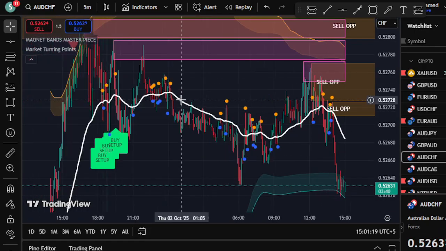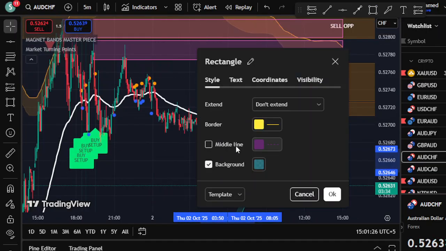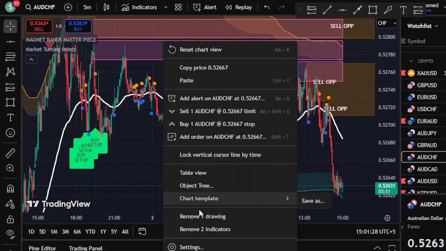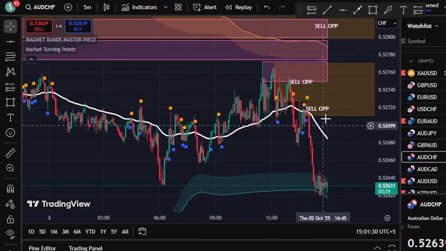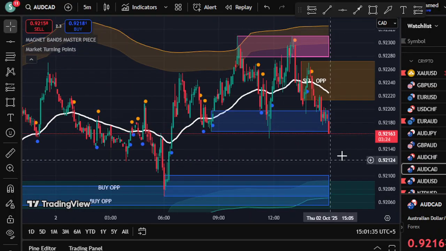Okay, here the selling is going, because there might have been some market turning points at that time, and the buy opportunity was there. Right now, because the market turning points indicator works in real time, it is showing you the real time levels. Okay, now look at another example.